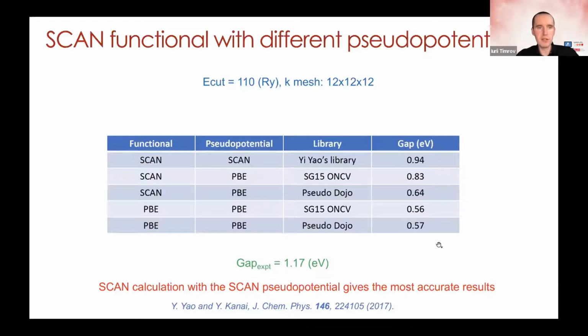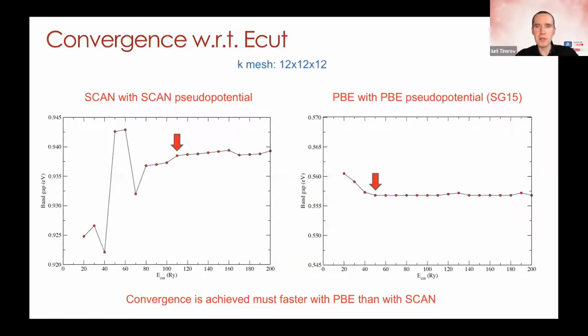So that was about SCAN and silicon bandgap. But before going there, I also wanted to discuss the convergence rate. I showed you that when I use SCAN with the SCAN pseudopotential, we need quite a high cutoff of 110 Rydberg. But if we perform the semi-local calculation with the PBE pseudopotential and PBE functional, the convergence is achieved way earlier, around 50 Rydberg. So you see, it really depends on the level of theory, the level of your functional.